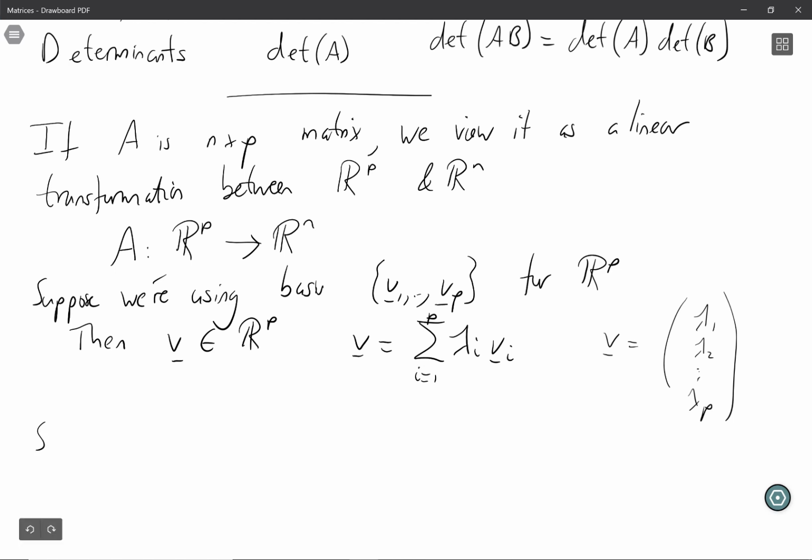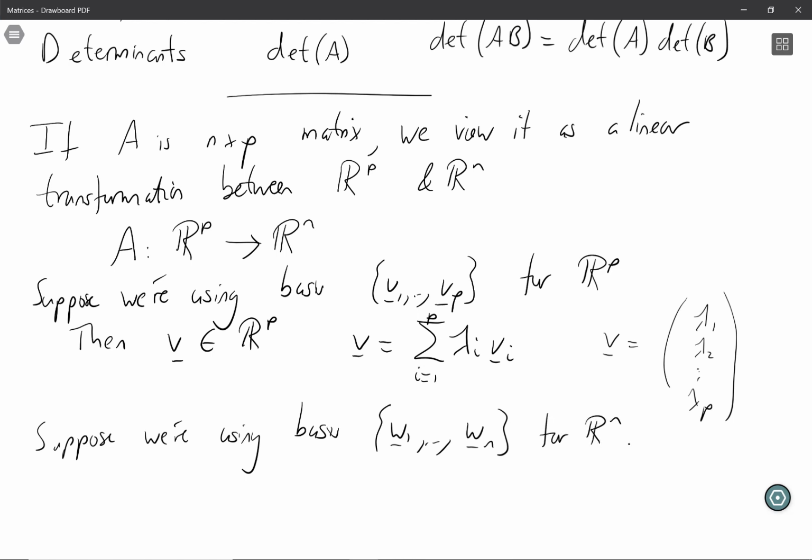So let's suppose we're using basis W1 up to Wn for Rn. So how then do we represent the linear transformation A as a matrix relative to this basis for the input space Rp and the output space Rn?